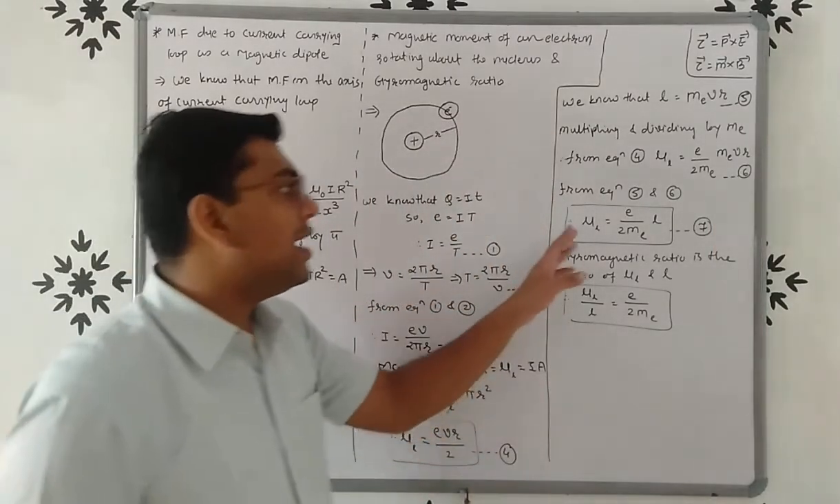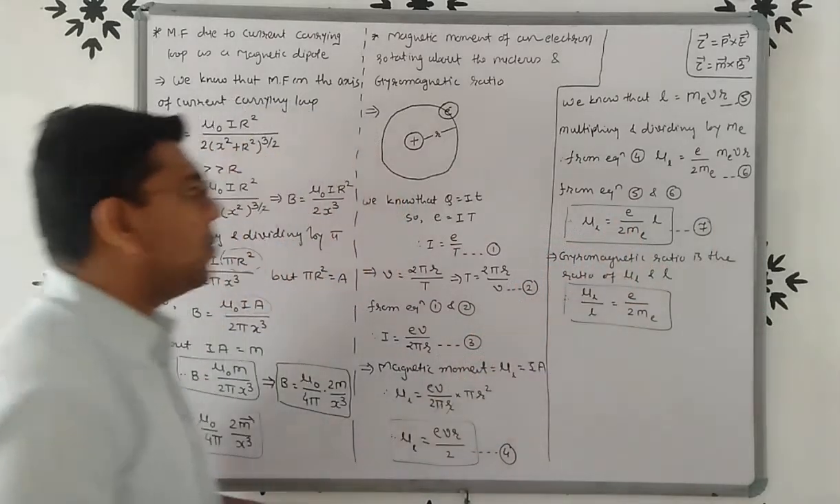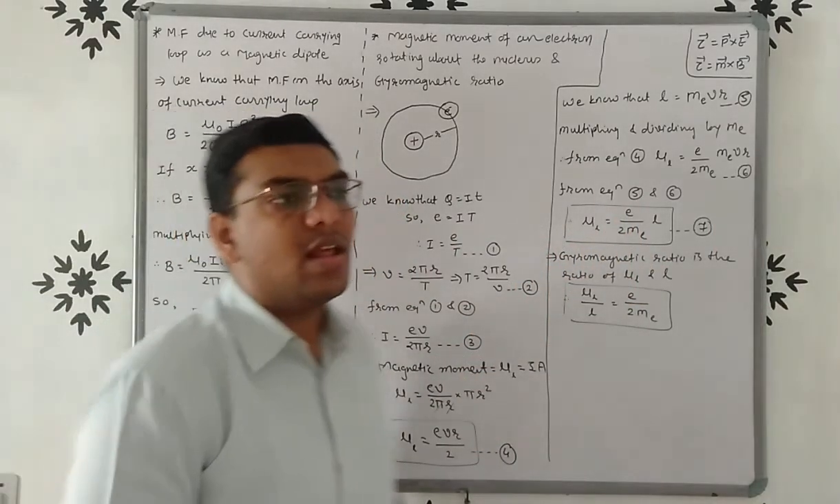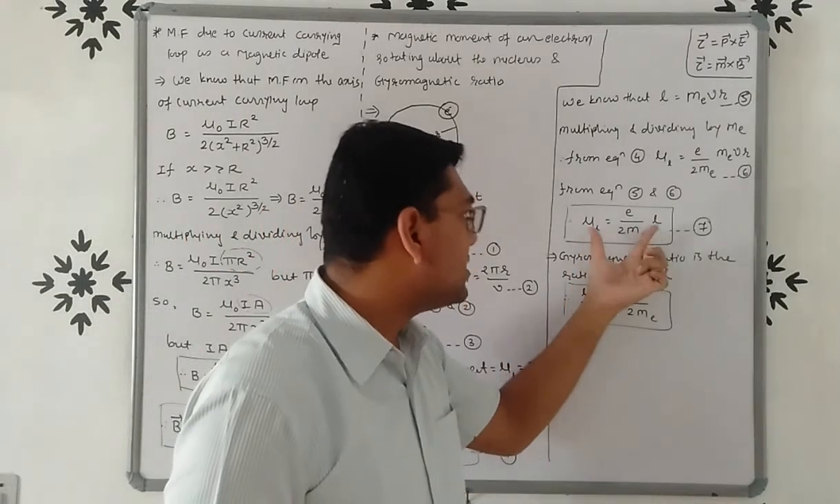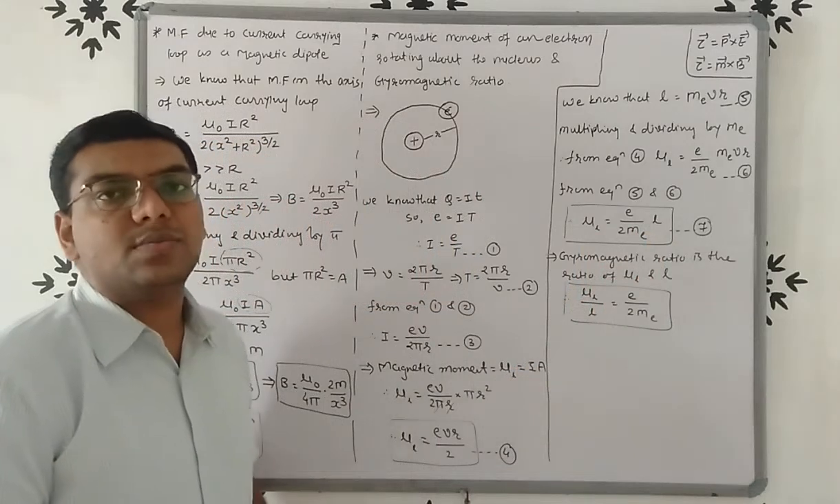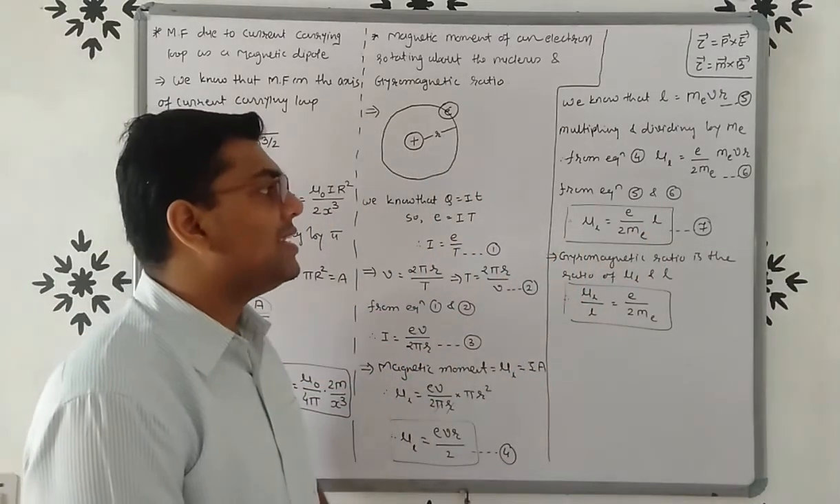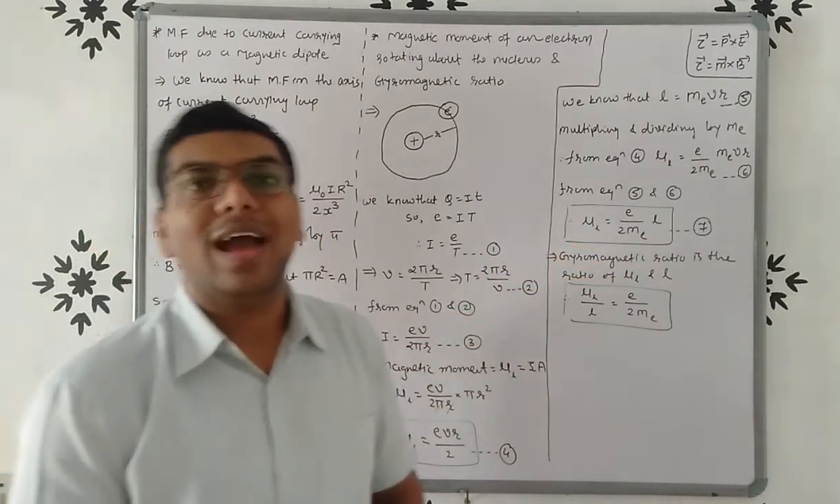So the moment is equal to e by 2m_e into L, where L is angular momentum. So this is the equation of magnetic moment in terms of angular momentum. So magnetic moment is equal to e upon 2m_e into L.